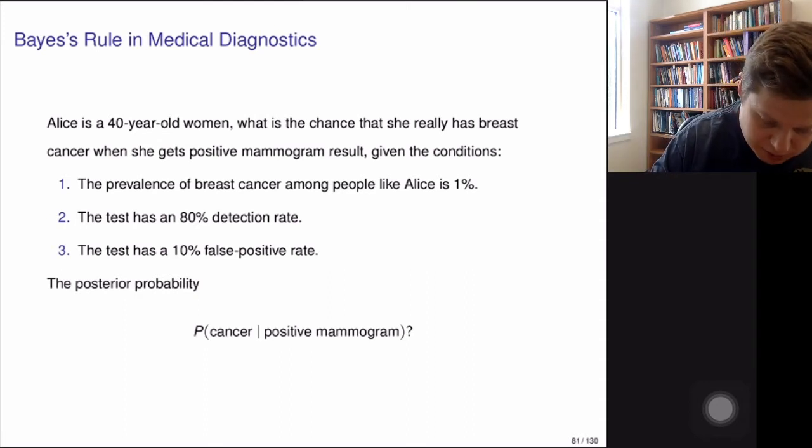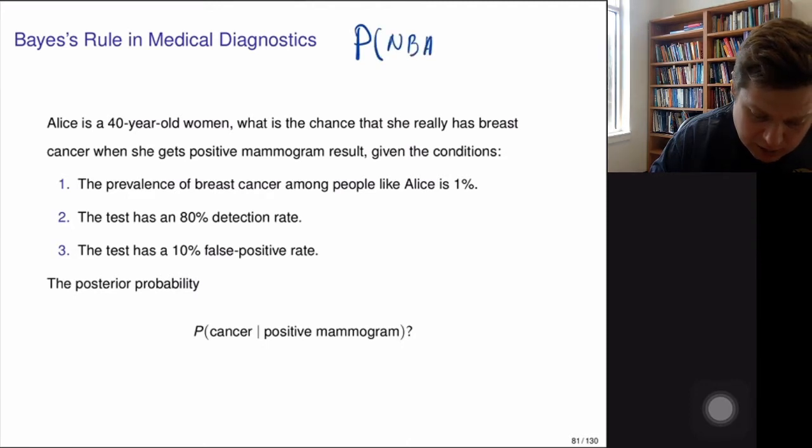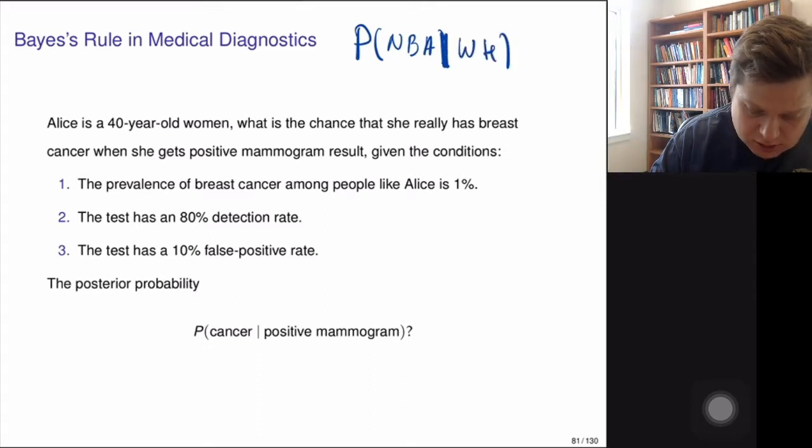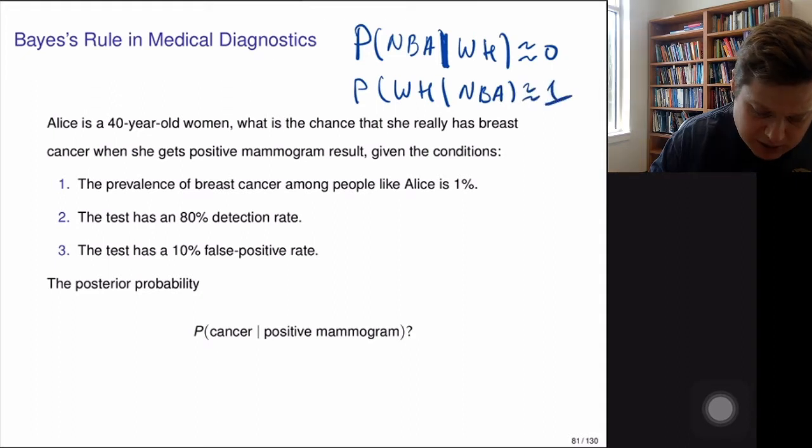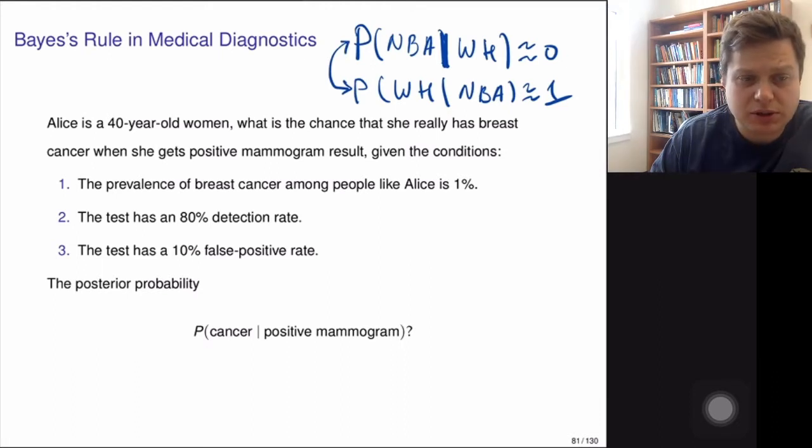You remember our example that the probability that you will play in the NBA, given that you work hard, is very close to zero. On the other hand, the probability that you work hard, given that you are an NBA player, is close to 1. And the Bayes rule essentially allows us to update our knowledge about certain facts given the information.